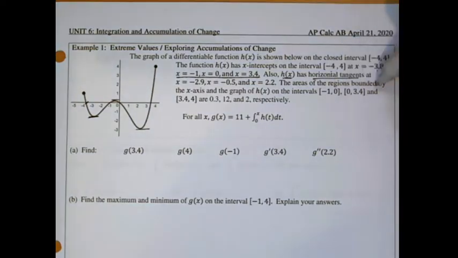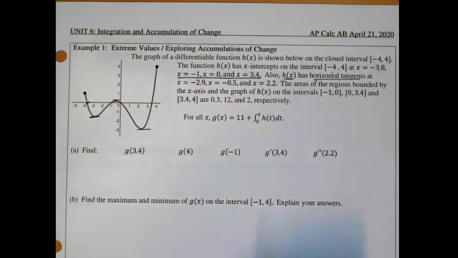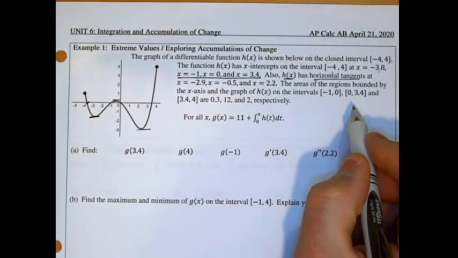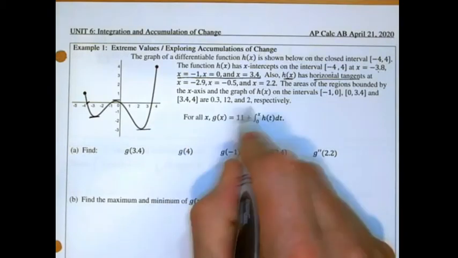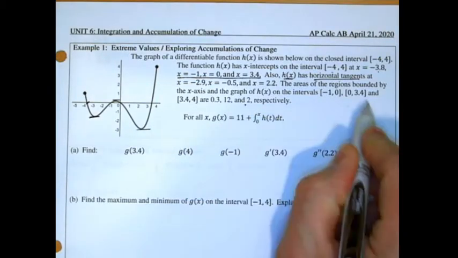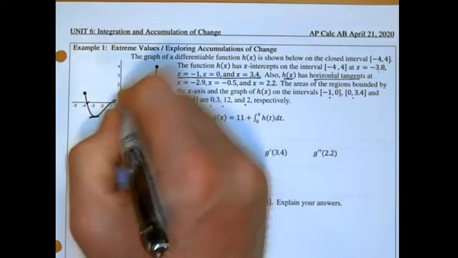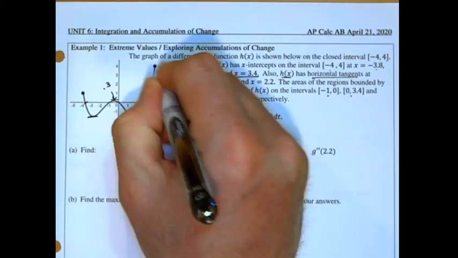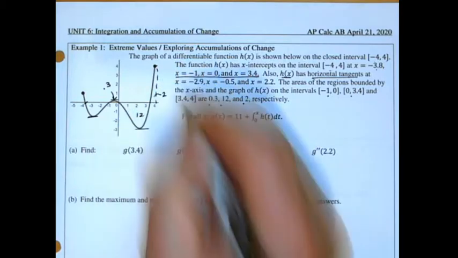So the areas of the regions bound by the x-axis, because we're going to get into that in just a second. Between the intervals, 3.4 to 4 has an area of 2. 0 to 3.4 has an area of 12, and -1 to 0 has an area, this little teeny tiny area, of 0.3. This is 12. And if we go down to 4, this is 2.